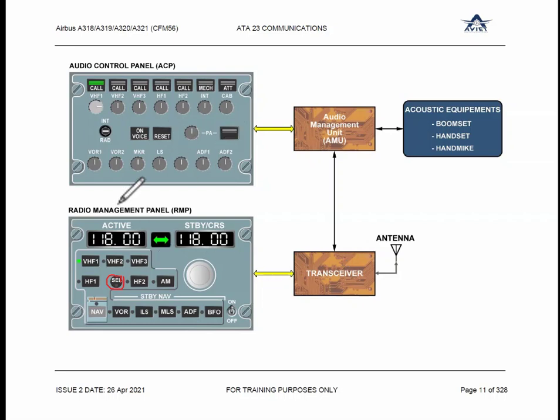Now let's say I'll give you an example. You want to tune VHF2 from RMP1, which is dedicated to RMP2. Normally RMP2 is connected to VHF2, and RMP1 is connected to VHF1. Now from RMP1, I am tuning VHF2. So this cell light will be available on RMP1 and RMP2 both. Correct? Okay, correct.